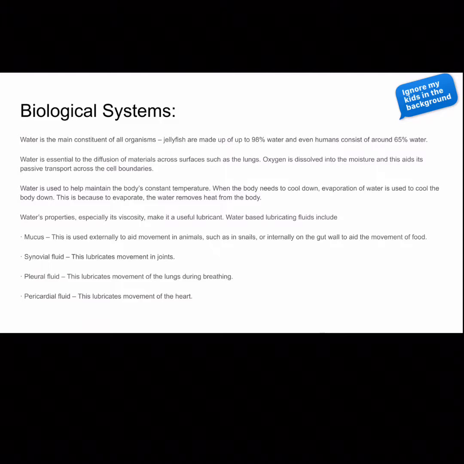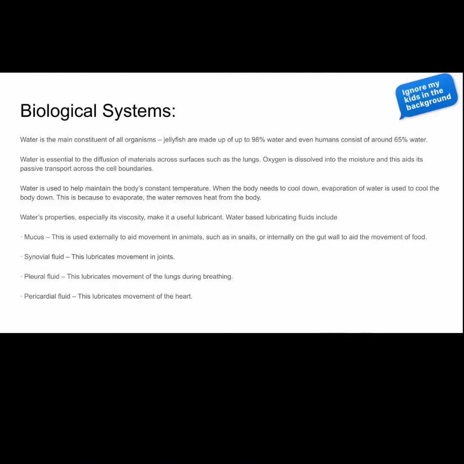Water's properties, especially viscosity, make it a useful lubricant. Water-based lubricating fluids include mucus, synovial fluid, pleural fluid, and pericardial fluid. So mucus is used to externally aid movement in animals such as snails. So if you've ever touched a snail, they're super slimy and mucusy.